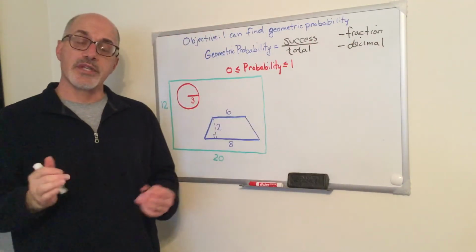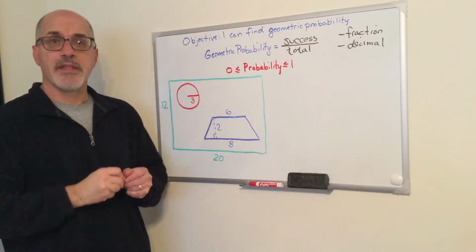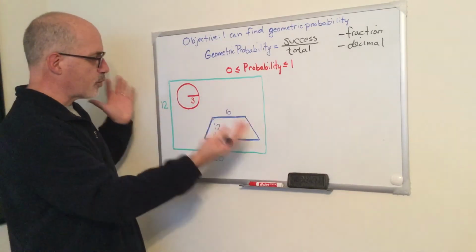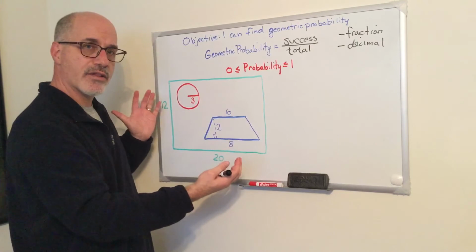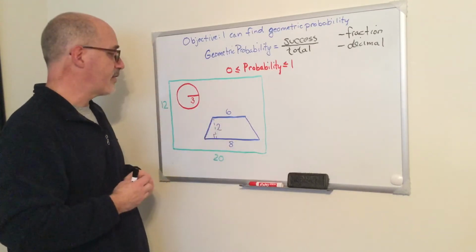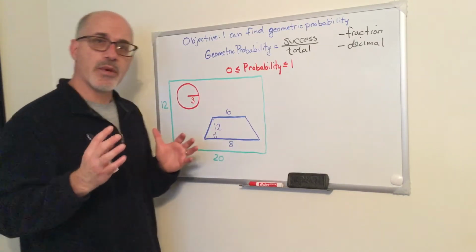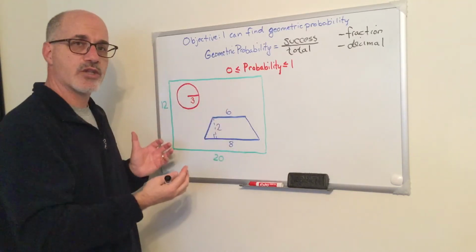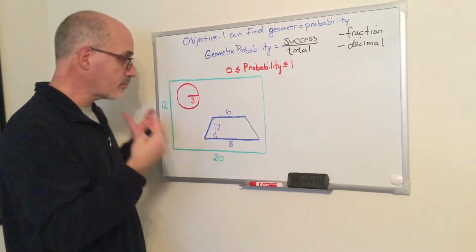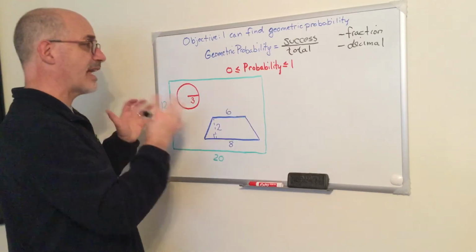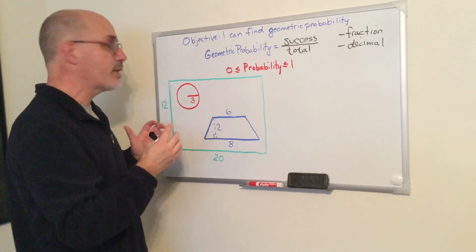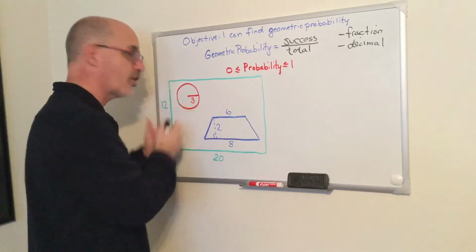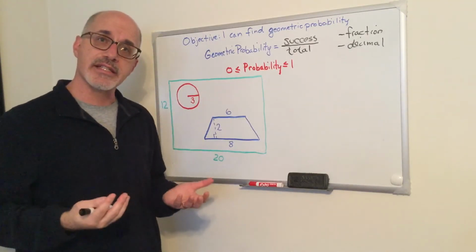What I'd like to do is show you the first problem, then I'll have you try one. So let's look at this figure here. We've got a 12 by 20 rectangle. That's our outside figure. Imagine that we throw something at this board and it lands inside of this green 12 by 20 rectangle. What we want to know is, if it lands in there at random, what's the probability it would land inside the circle? So the circle would be our success in this case.